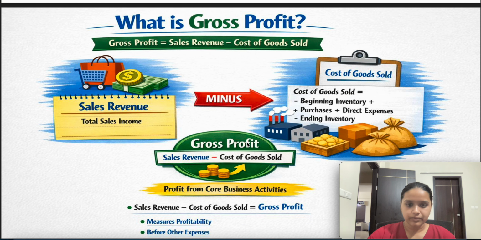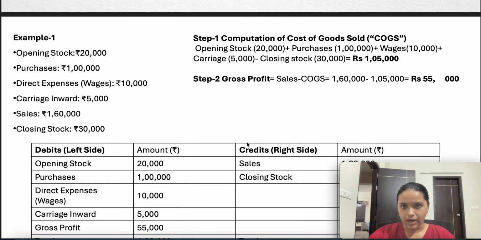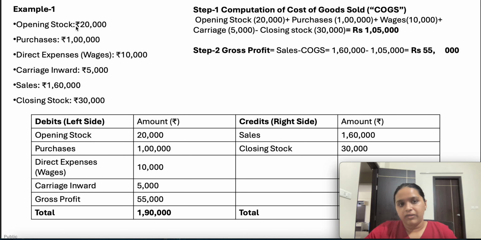Okay, let's understand with some examples. Example 1: opening stock is 20,000. It means in the opening you have some stock of 20,000, purchases 1 lakh, direct expenses 10,000, and carriage inward 5,000, sales 1,60,000, and closing stock 30,000. One more thing, in the trading account we have two sides, like we know that each account has two sides, right? On a similar basis, the trading account also has two sides, one is the debit side, another is the credit side.